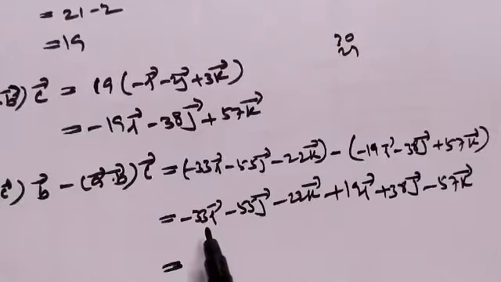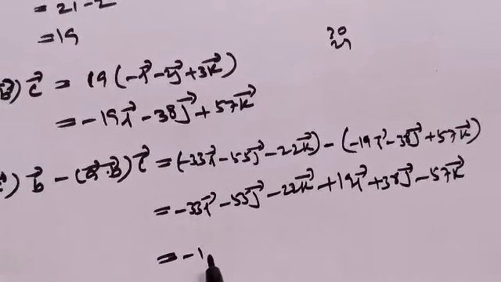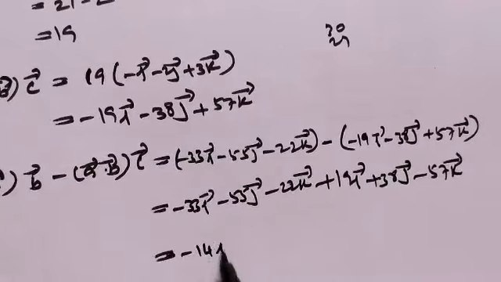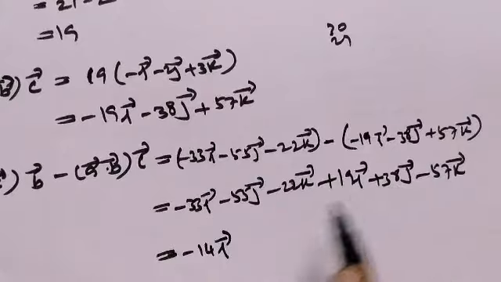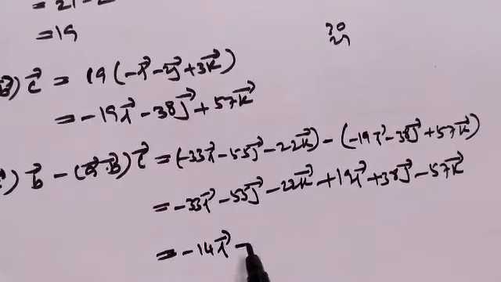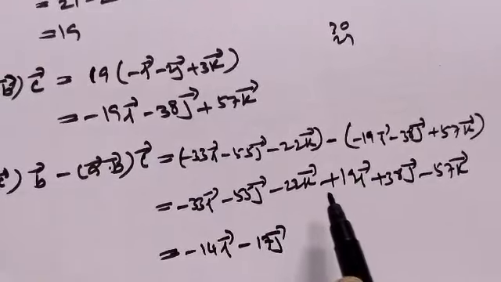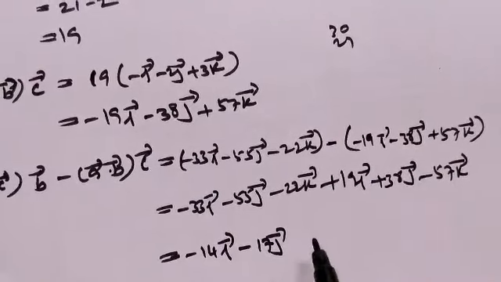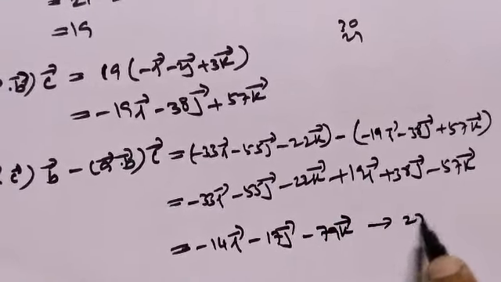So, adding, minus 33 plus 19 is minus 14 i vector, minus 55 plus 38 is minus 17 into j vector, minus 22 minus 57 is minus 79 k vector, equals equation 2.